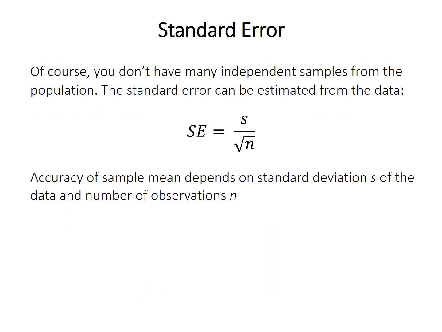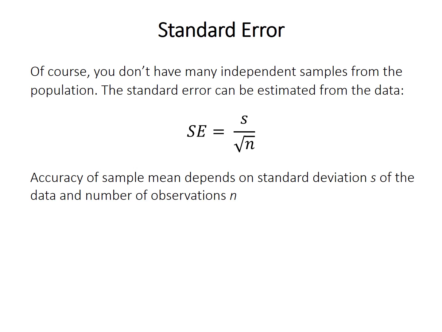So, the sampling distribution is nice and all, but of course you don't actually have many independent samples from the population. You just have one sample usually. Fortunately, the standard error of the mean can be estimated from the raw data itself. You just use this formula, standard deviation divided by the square root of sample size. And I won't get into the math of where this formula comes from, but it does make sense intuitively at least.